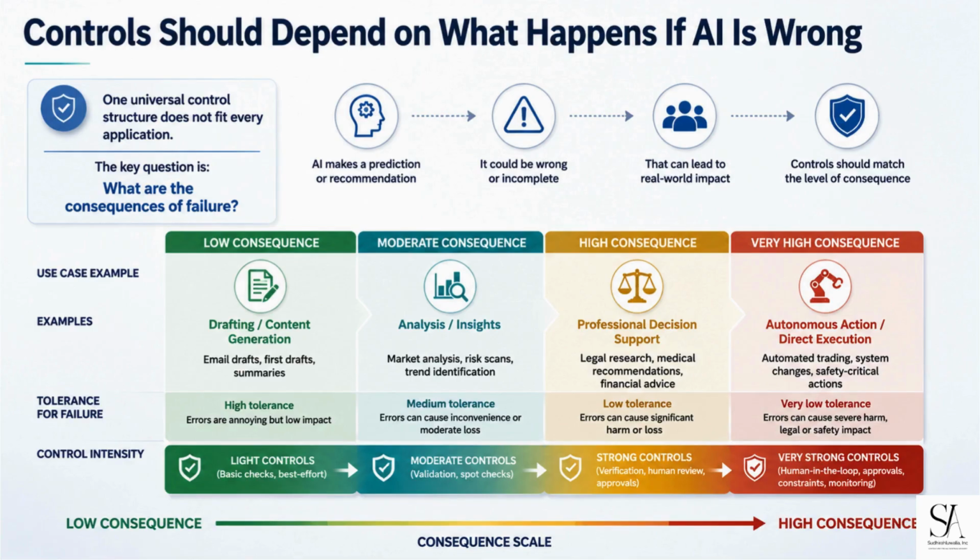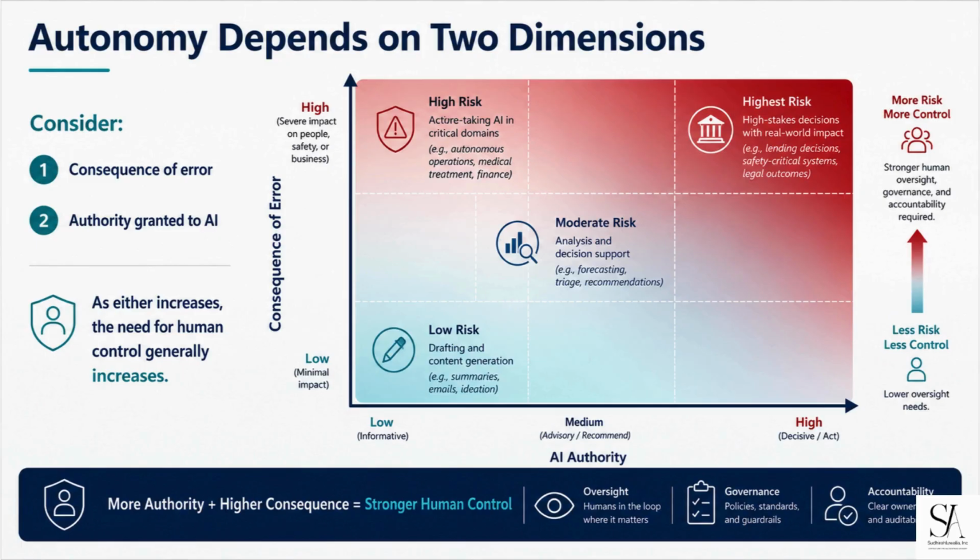The situation changes at the next level, where generative AI supports research synthesis, business analysis, or internal recommendations. Here, the output may influence professional conclusions or management decisions. Source grounding, evaluation, verification, and human review therefore become more important.